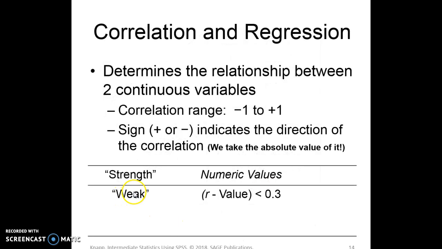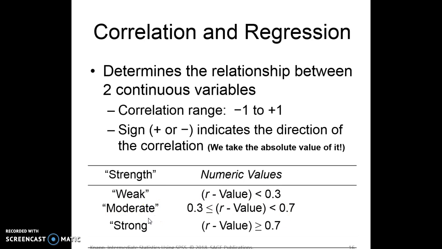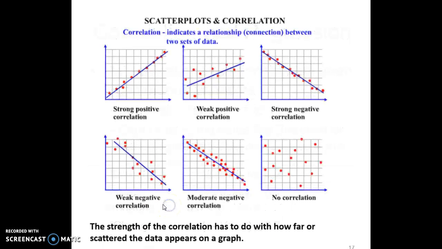So correlations can have values, and we talk about them in terms like weak, moderate, and strong. And here are the values. They call them the R values. If the R value turns out to be less than 0.3, it's a weak correlation. If it turns out to be between 0.3 and 0.7, it's a moderate correlation. And if it's greater than or equal to 0.7, it's a strong correlation. When you write your abstract, you can refer to weak, moderate, and strong, and should in your abstract.